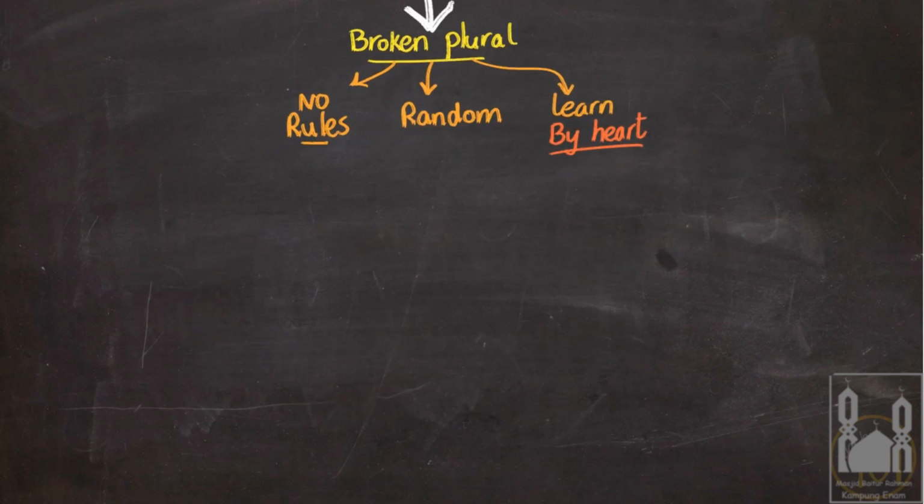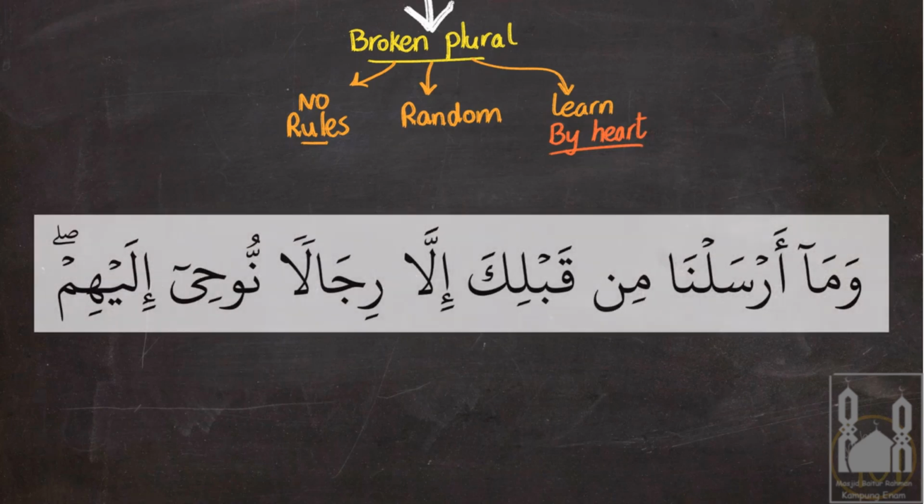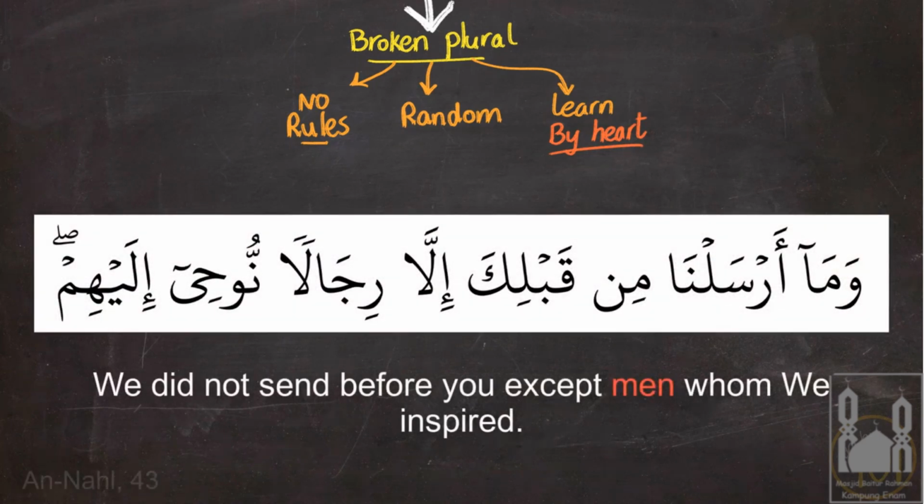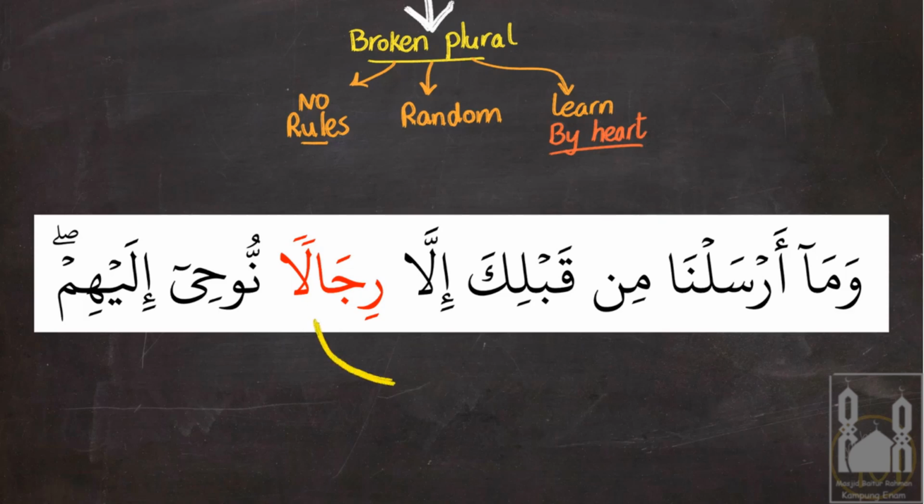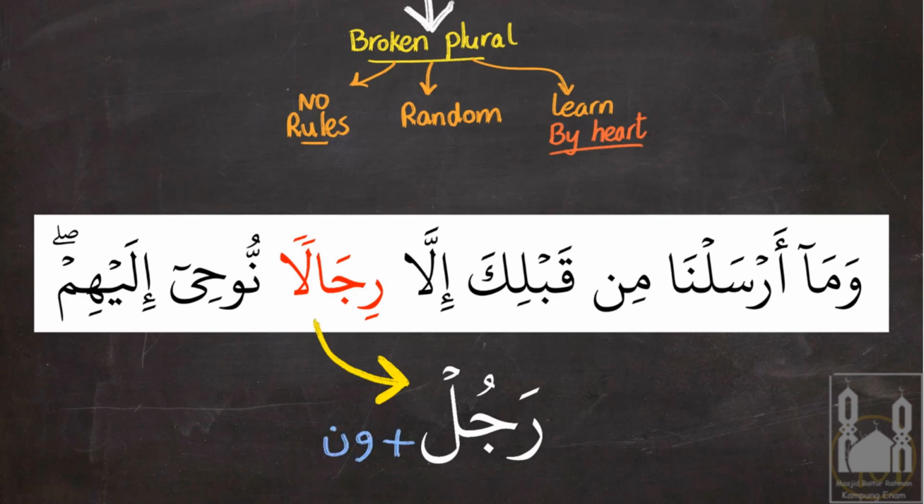So let's have a look at some examples of these broken plural forms to have an idea of how they look like. وَمَا أَرْسَلْنَا مِن قَبْلِكَ إِلَّا رِجَالًا نُوحِي إِلَيْهِمْ. Now in this example you can see that the plural noun in this case is رِجَال. So رِجَال is the plural form of رَجُل. So we cannot just add waw and noon or ya and noon to the end of رَجُل, because this word just doesn't exist in Arabic. Instead, you'll have to use this form of the broken plural form.